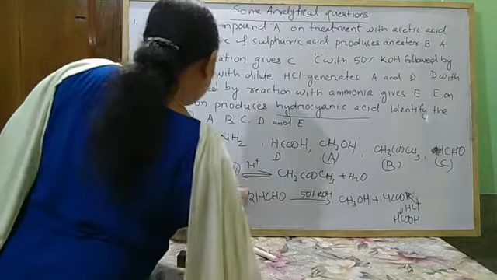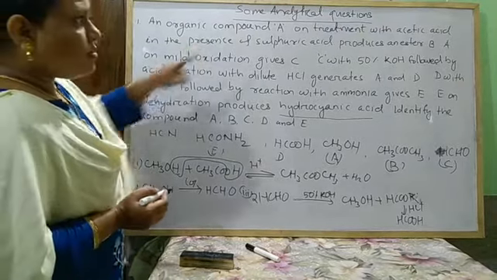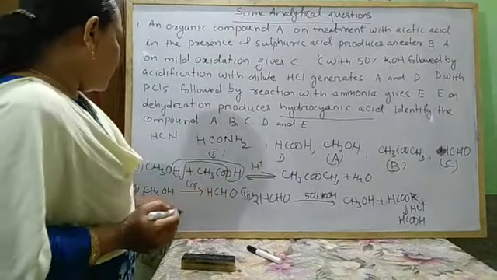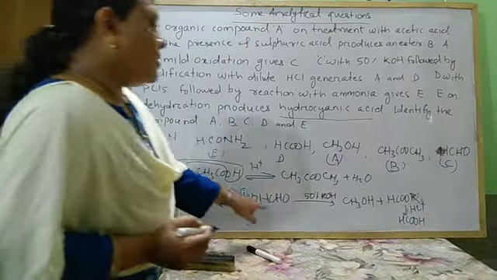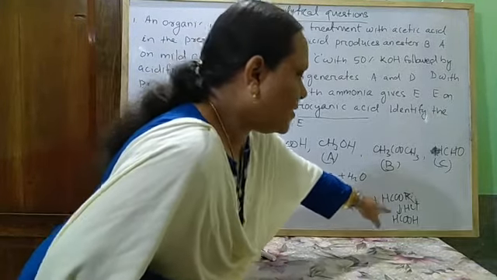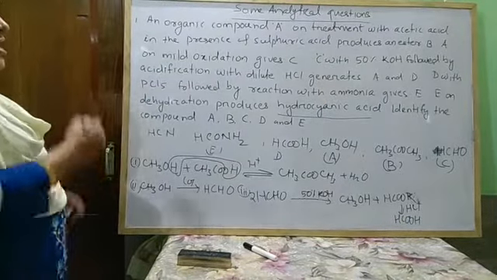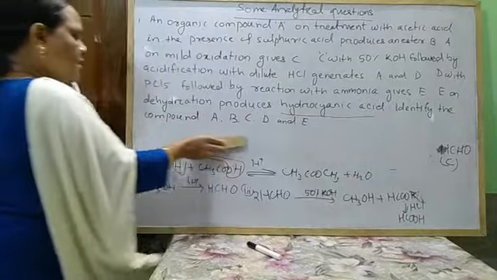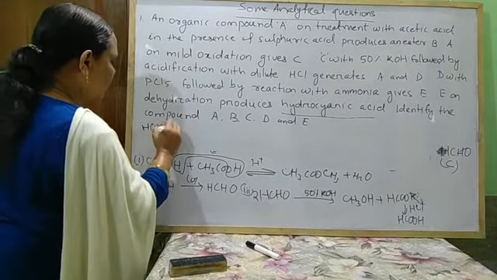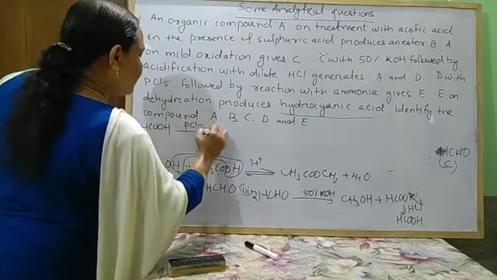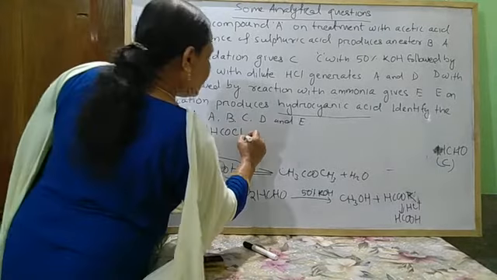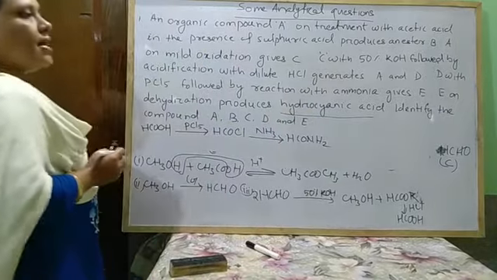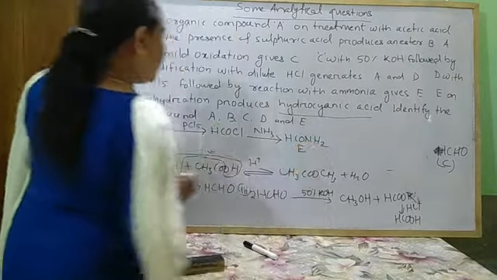Next, this is your A, that is your organic compound A, and it reacts with this to form compound B, and A treated with this to form C. So this compound C on treatment with KOH forms again A and D. So this one is A and this one is D. Then D reacts with PCl5, forms formyl chloride, which reacts with ammonia to form formamide. So this is E, formamide.